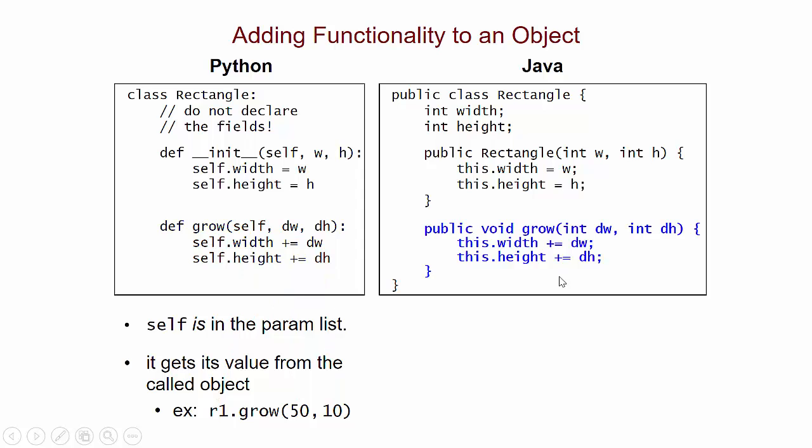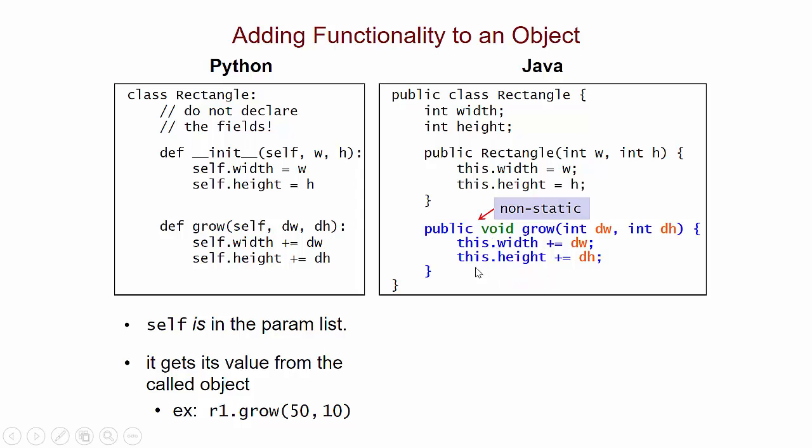In Java, the method looks like this. We again have parameters dw and dh that we're using to modify the fields. Now I want to call your attention to some aspects of the header here. For one thing, in between public and void, there is no keyword static. That means that the method is non-static, meaning that it will be inside the object. So it's really important that we omit the keyword static if we want the object to have the method inside it. And then the return type here is void because we're not actually returning a value. We're just making changes to the internals of the object. That's why we want to use that return type.